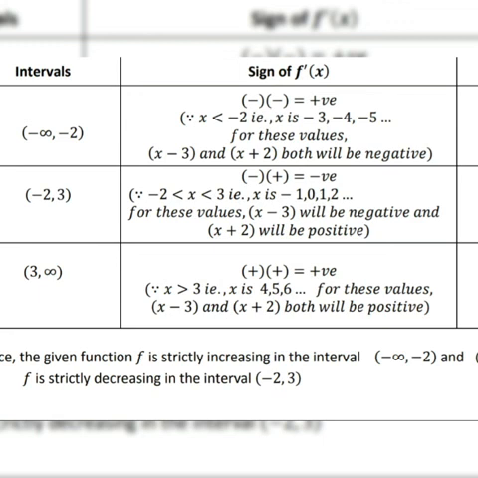The same you do in the interval minus 2 to 3. Take any value. You can take minus 1, 0, 1, 2, and so on, and put that value in the expression of f prime of x and only check for the sign. In this case, you get a negative sign. So you understand that the graph is decreasing in this interval. So like that, we solved the problem.